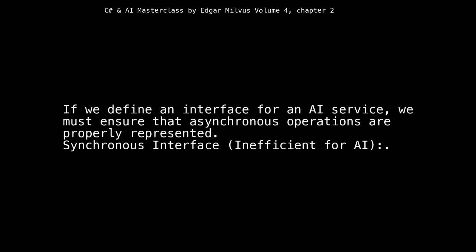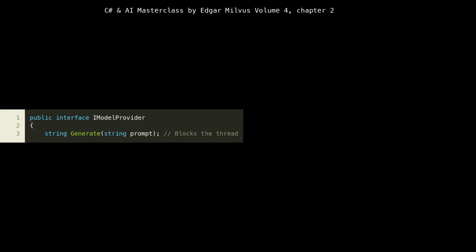Synchronous interface, inefficient for AI. Here, we're defining a fundamental contract for any component that wants to provide a language model's text generation capabilities. This model provider interface is a classic example of abstraction and dependency inversion, two pillars of good software design. By defining an interface, we decouple the consumers of text generation from the concrete implementation of the model itself. This means we can swap out different large language models, LLMs, perhaps one from OpenAI, another from Google, or even a local open source model, without altering the code that uses the model. This significantly enhances flexibility and maintainability.